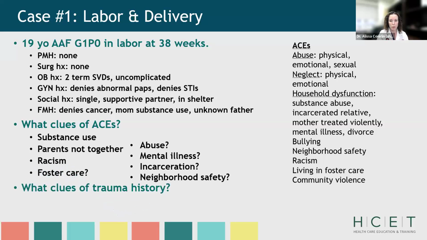Now, what clues may point to a trauma history? Let's review. She's a pregnant teen. Her partner appears supportive, but we do not know if this conception was consensual or not. She's living in a shelter. It turns out she was living with her mom, who was using substances around her. And when her mom was using the substances, she would get verbally and physically abusive to her. So she moved into a shelter on her own. She just got a job at a restaurant where she met her current partner.